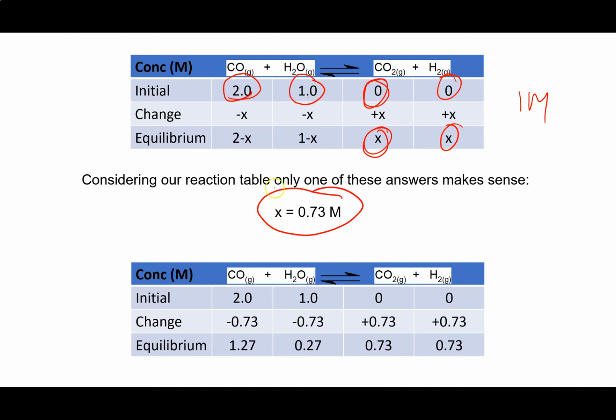Now we go in and we update our ICE table with this value of X. Here it is, and now we've got our equilibrium concentrations. Okay, so that's using the quadratic formula to solve for the equilibrium concentrations. It's not always necessary. It's kind of unusual that you need to use the quadratic formula.